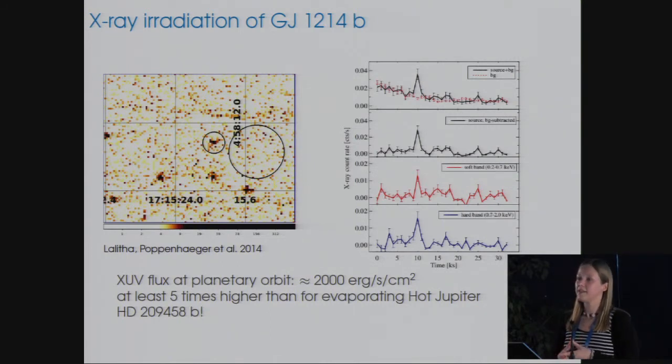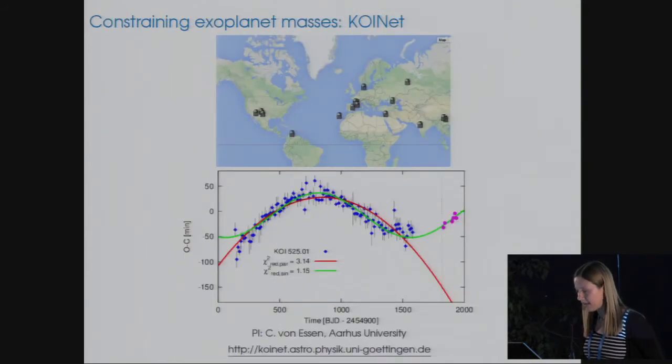To look at such planetary evaporation scenarios, it is of course important to know the exoplanetary densities and masses. And I would just like to quickly alert you to a project you may have heard a little bit about already. This is the KOInet to constrain masses of exoplanetary candidates from Kepler. This is led by Carolina von Essen at Aarhus University, and this is an optical ground-based observing network to follow up on transit timing variations observed with the Kepler Space Telescope. And if you would like to get in touch, please contact her. She is fantastic, or visit the project website.